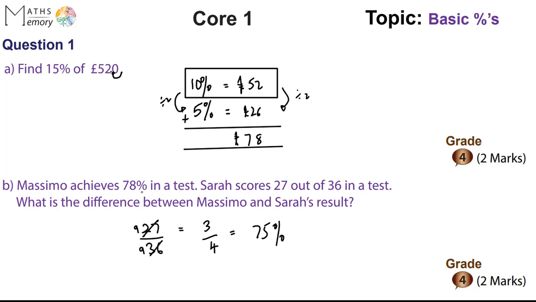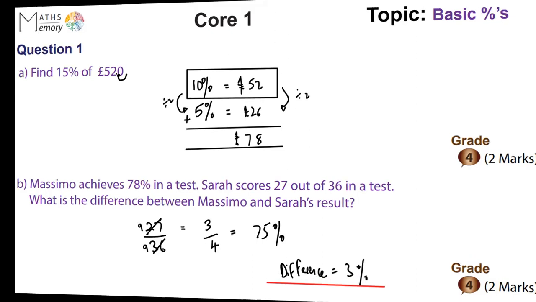And Massimo 78, obviously. So which is better? Well, Massimo scored 3% more. But the question is, what is the difference? It's 3%. So the difference is 3%, and that's what they want for the top marks in this. So not bad. These are just introductory questions, but again, it serves as a good benchmark for the questions to come in this topic.